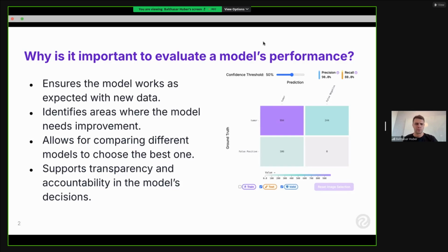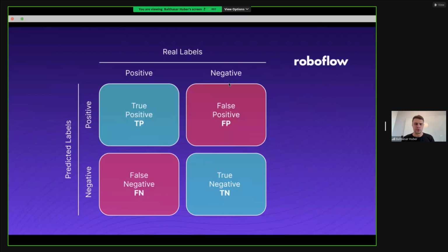Also, we want to be able to identify certain areas where the model might need some improvement. And to be able to improve it, we first need to understand where the model is good and where it is bad. We can also use this to compare different kinds of models. We can use different model architectures. We can play with the data. And when we have a nice and reliable way to evaluate the data, we can easily compare them with each other. So at the end, we want to support transparency so we know what the model is doing when we put it in production.